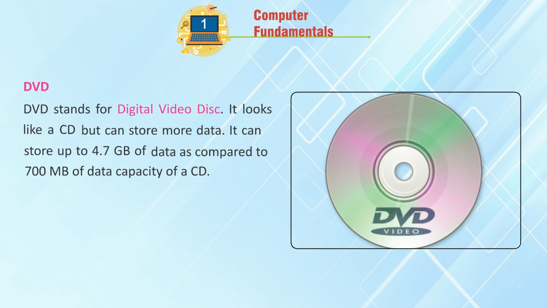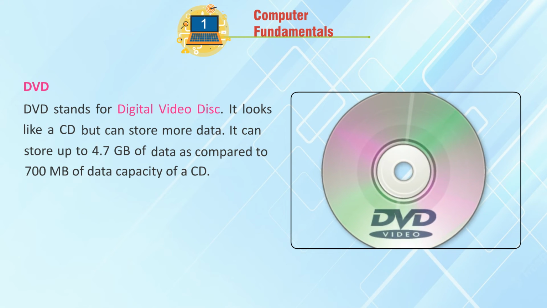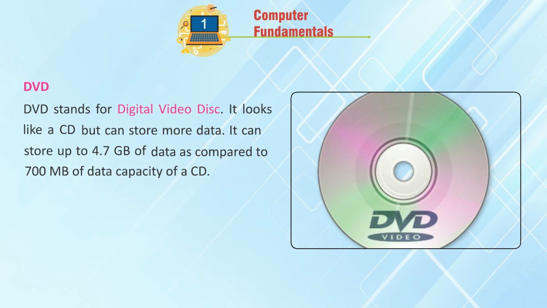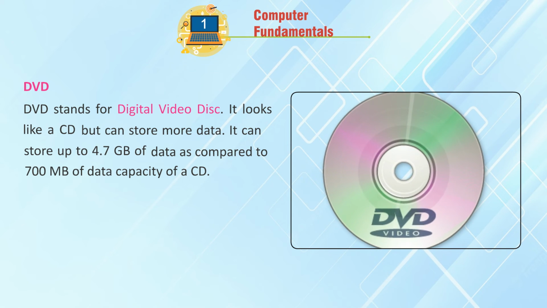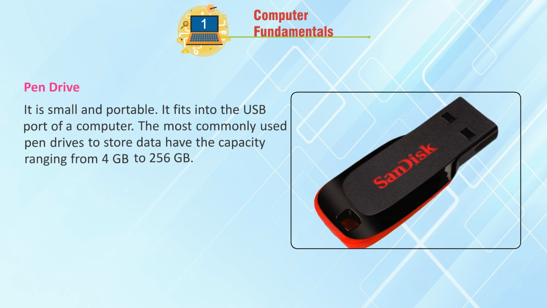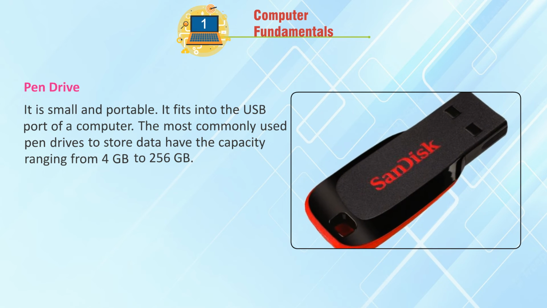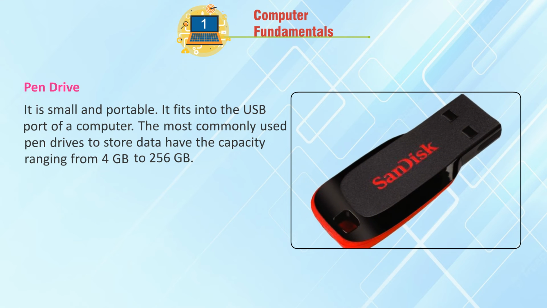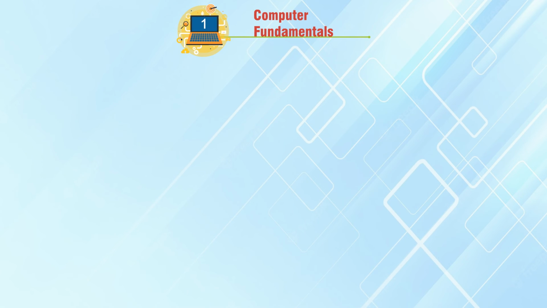DVD. DVD stands for Digital Video Disc. It looks like a CD but can store more data. It can store up to 4.7 GB of data as compared to 700 MB of data capacity of a CD. Pen drive. It is small and portable. It fits into the USB port of a computer. The most commonly used pen drives to store data have the capacity ranging from 4 GB to 256 GB.